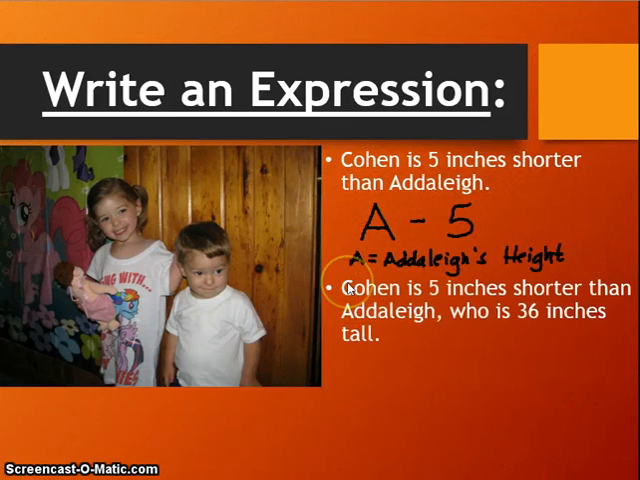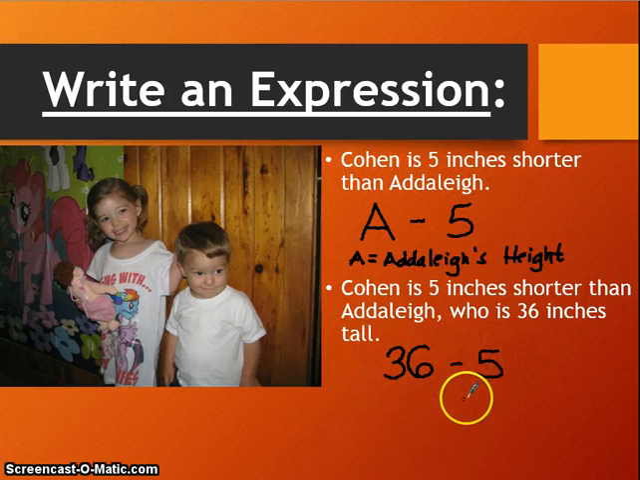Now, with one slight difference to the statement it can become numeric. Cohen is 5 inches shorter than Adelie, who is 36 inches tall. Well, now you know that Adelie's height is 36, so 36 minus 5 is how tall Cohen is, or 31. Notice, here we can know exactly how tall Cohen is, but here we cannot because there was an unknown value that we were relying on. The first example is an example of an algebraic expression, and the second is an example of a numeric expression.